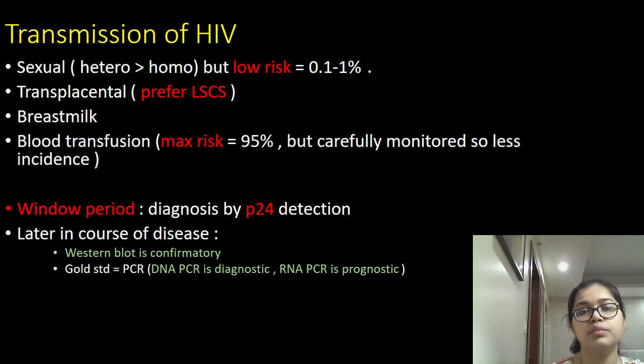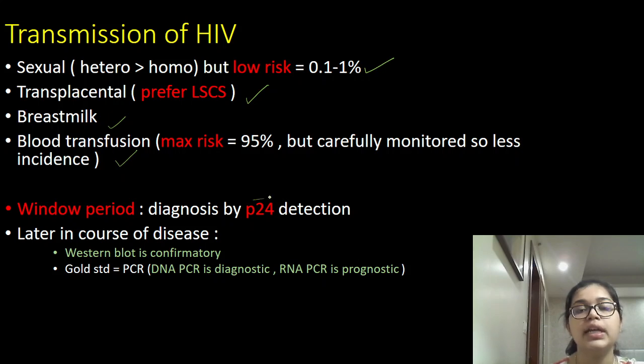Transmission, sexual transmission is most common, but the risk is actually low. Transplacental infection is again possible. So just like HSV infection, we prefer LSCS in such a case. It is transmitted through breast milk. It is transmitted through blood transfusion, where the risk is maximum, but because monitoring is done carefully, the incidence is really less.